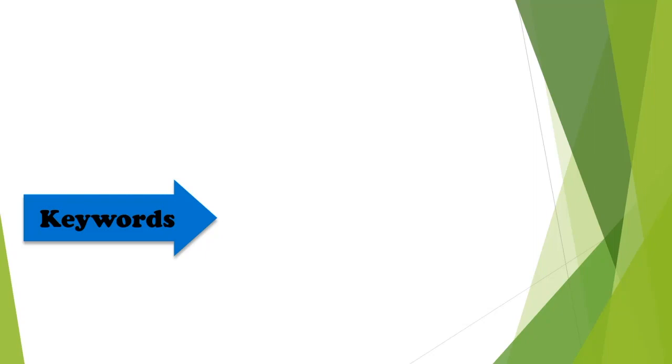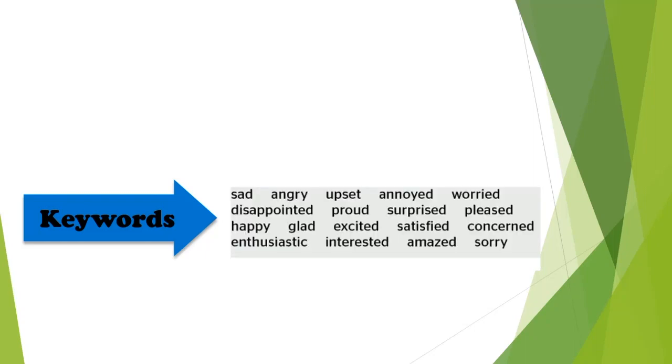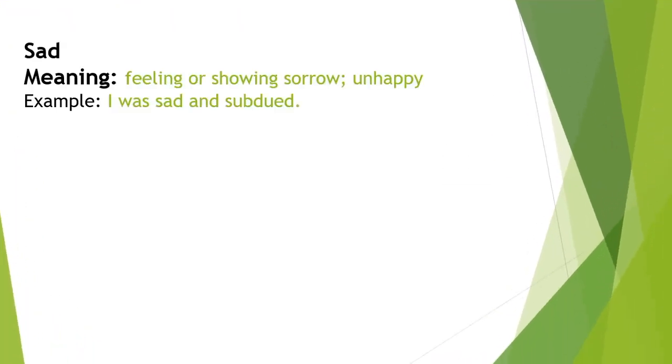Before going through the plan, I would like to introduce the new vocabulary items, or the keywords, for our lesson today. So look at these words. We've got some new vocabulary items to learn today. These words are: sad, angry, upset, annoyed, worried, disappointed, proud, surprised, pleased, happy, glad, excited, satisfied, concerned, enthusiastic, interested, amazed, or sorry. So let's look at the first word, which is sad.